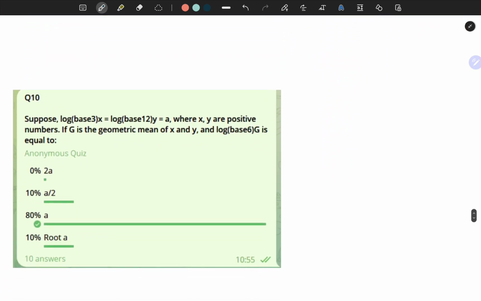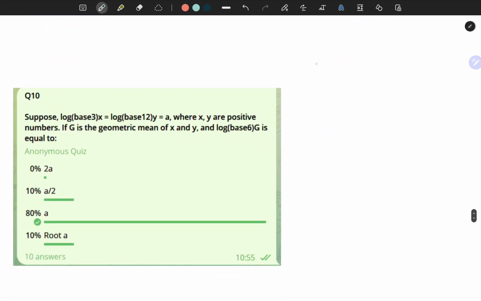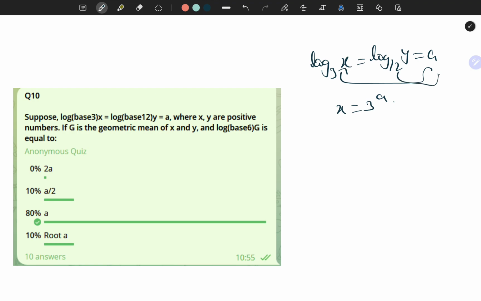Now the last one. Suppose log base 3 of x equals log base 12 of y equals a. Okay, so now you compare these two. You can write that log base 3 of x equals a, so x is 3 to the power a. Okay, now comparing this to this, you can write y as 12 to the power a. So this is what we got.